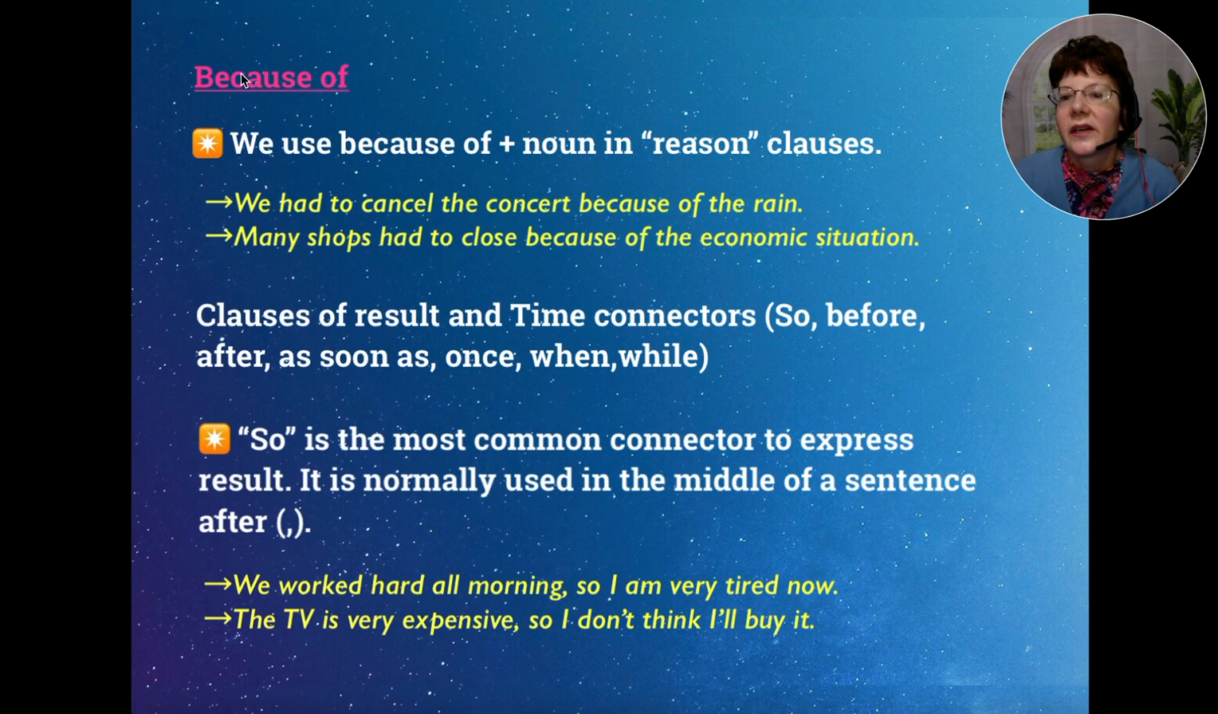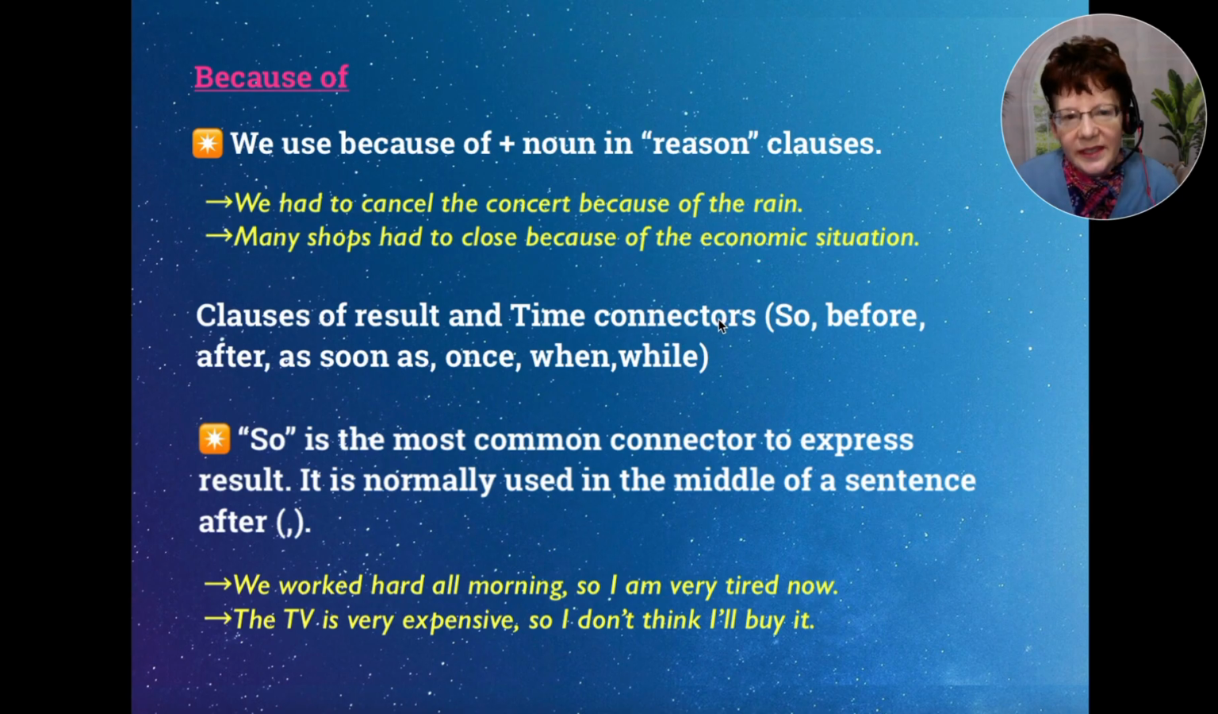Okay, and then we have because of. We use because of plus a noun in reason clauses. For example, we had to cancel the concert because of the rain. So why did we cancel? Because of the rain. The rain was the cause. And then: many shops had to close because of the economic situation. The economy was bad.